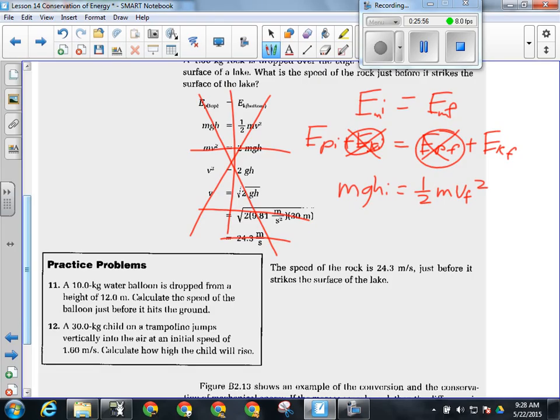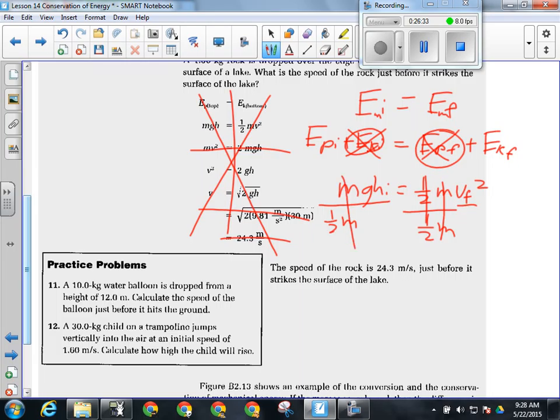The question wants to know how fast the rock is going when it hits the lake. So it's asking me to solve for vf. How do I get vf by itself? Divide by half of m. In this situation, can I cancel m? Yes. In this situation, I can cancel m. m is the same on both sides, and I don't have any other operation up here.